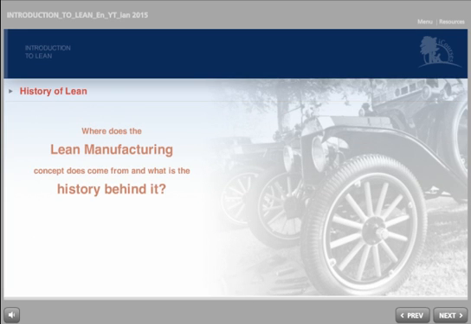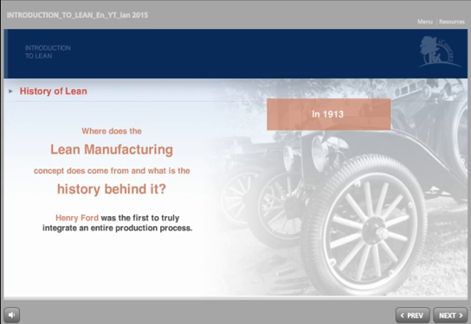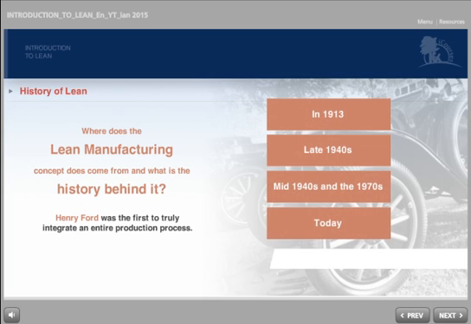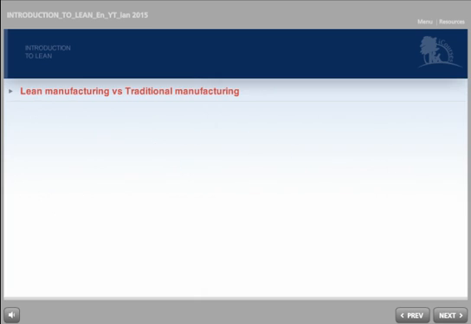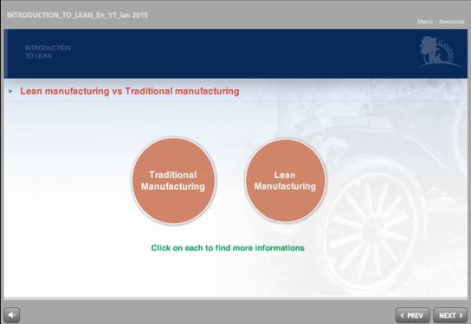Where does the lean manufacturing concept come from, and what is the history behind it? Many people believe that lean concepts and practices have been developed for the Toyota production system, and they are right, just that the history behind the concept is a little more rich. Henry Ford was the first to truly integrate an entire production process. We approach the lean concept and its history, but what is the difference between traditional production and lean production?